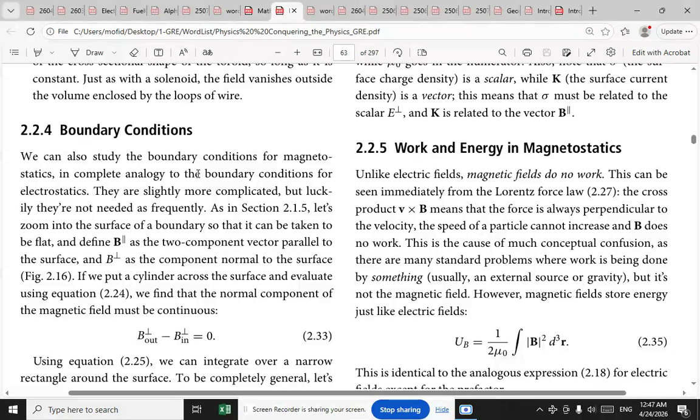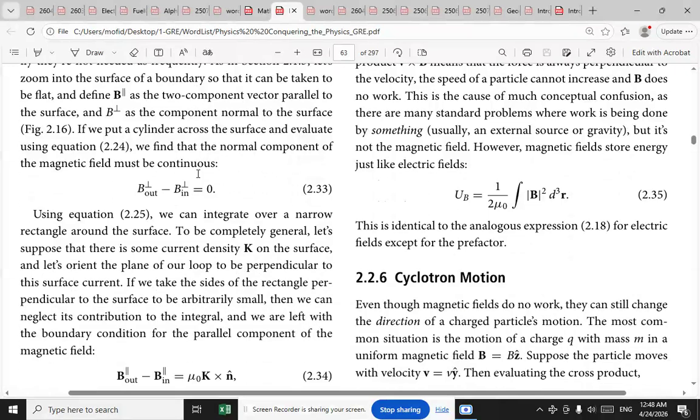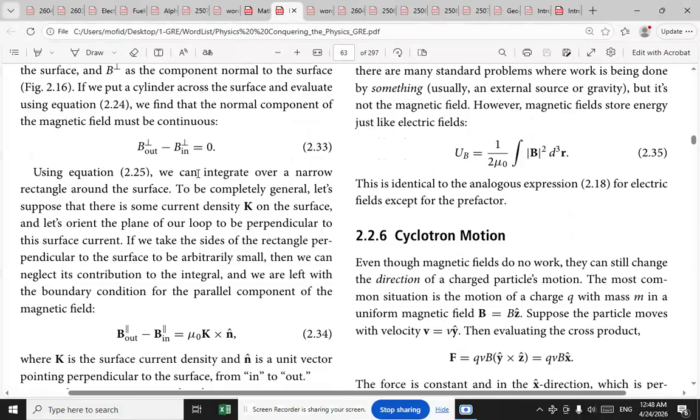figure 2.16. If we put a line across the surface and evaluate using equation 2.24, we find that the normal component of the magnetic field must be continuous. B perpendicular outside minus B perpendicular inside is equal to 0. Using equation 2.25, we can integrate over a narrow rectangle around the surface to be completely general.